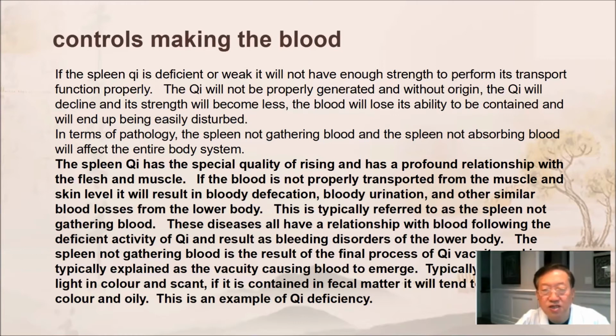These diseases all have a relationship with blood following the deficient activity of qi and result in bleeding disorders of the lower body. The spleen not gathering blood is the result of the final process of qi vacuity and is typically explained as the vacuity causing blood to emerge. Typically, the blood is light in color and scant. If it is contained in fecal matter, it will tend to be black in color and oily. This is an example of qi deficiency.